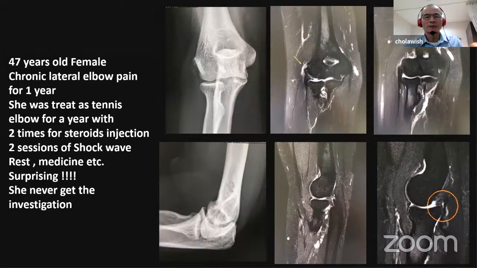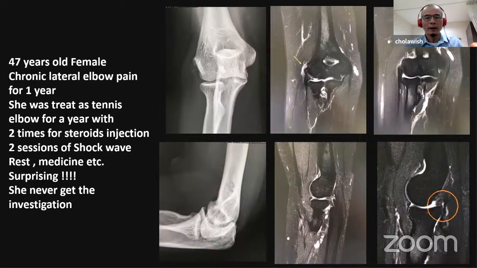I took a look at the plain film and found a calcified tendon on the lateral side. In the MRI, the lesion corresponds with the plain film of calcific tendinitis. In the sagittal view, you can see an anterior and posterior lump of soft tissue between the lateral capitellar lobe. So the diagnosis for this case is tennis elbow, lateral synovial plica and calcified tendon.